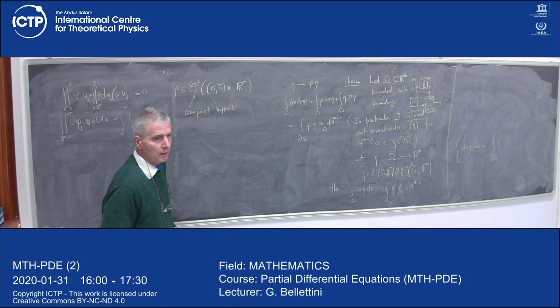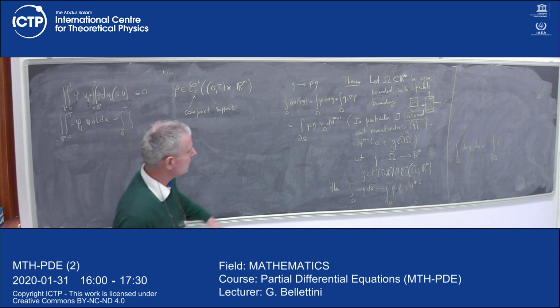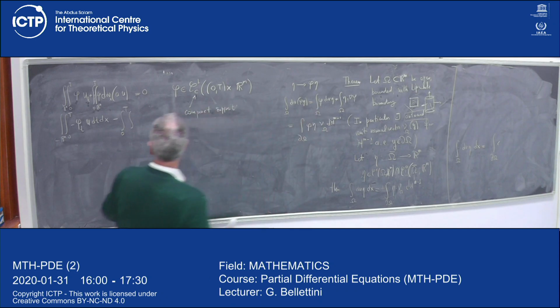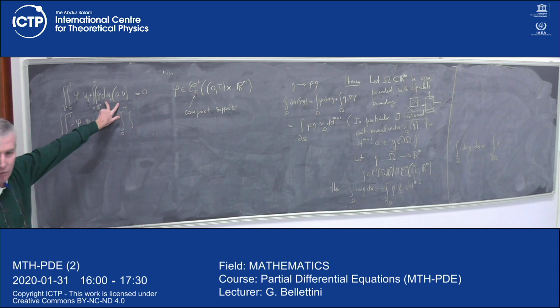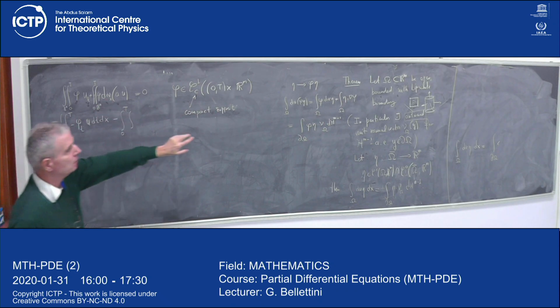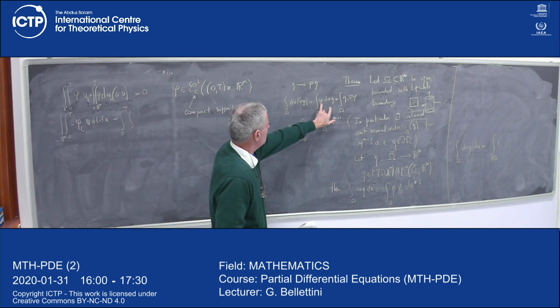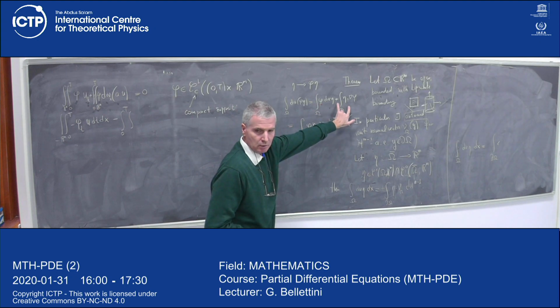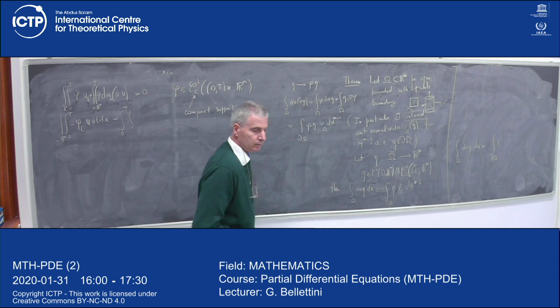This is called the integration by parts formula. This is the boundary term. So what does it mean? It means that phi times the divergence of something is equal to the boundary term minus this. Okay?